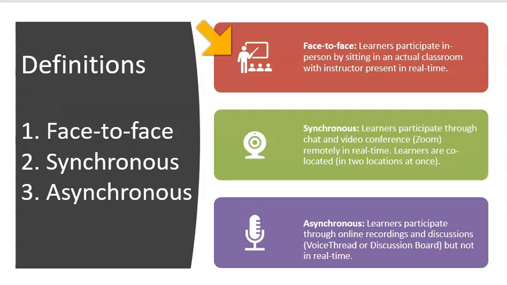Face-to-face, learners participate in person by sitting in an actual classroom with instructor present in real time. Synchronous online is where learners participate through chat and video conferences such as Zoom remotely, in real time, however, learners are co-located. They're in two locations at once. Asynchronous learners participate through online recordings and discussions, such as VoiceThread or discussion board, but not in real time.